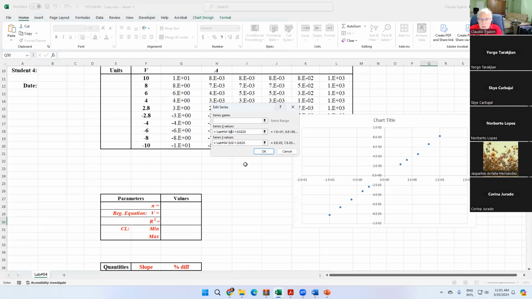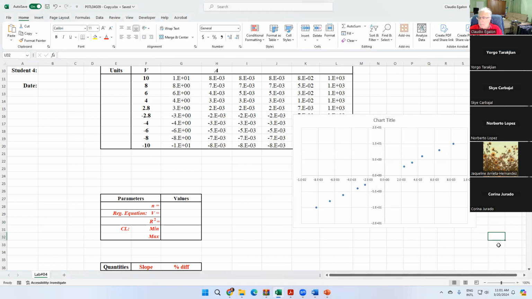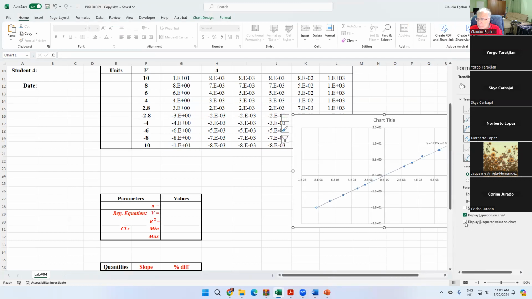J here, and G here. Column J stands for voltage. Column G stands for average current. And now we have it the way we want. Voltage, right? All the way up to 10 here. Don't forget to adjust. And then next, we are going to add the trend line, display the equation and the R square.